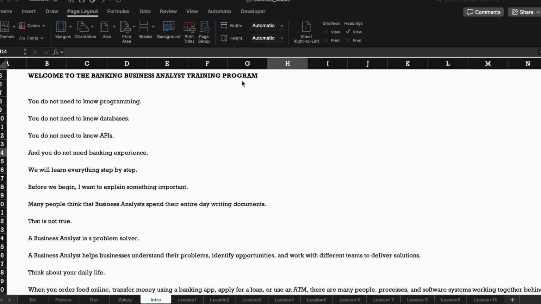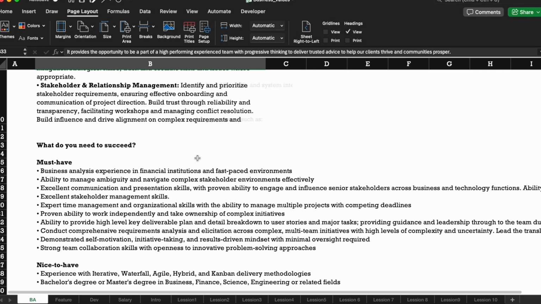Business Analyst training program. Before we start the course and you understand what you are going to learn, let me show you a business analyst job posting, and you will understand what a business analyst actually does and what the expectation is in the job market. Okay, so this is a sample job posting.